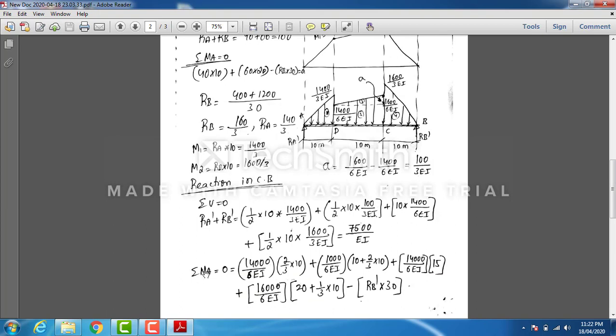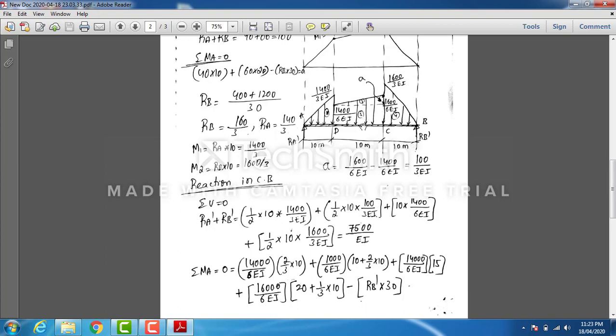Next, the second equilibrium equation is moment about A. So moment of first area about A is 1400 by 6 EI, I am taking this term here directly, so 2/3 of 10. Next, this is the second area. Moment of second area about A is 2/3 of 10 plus 10.